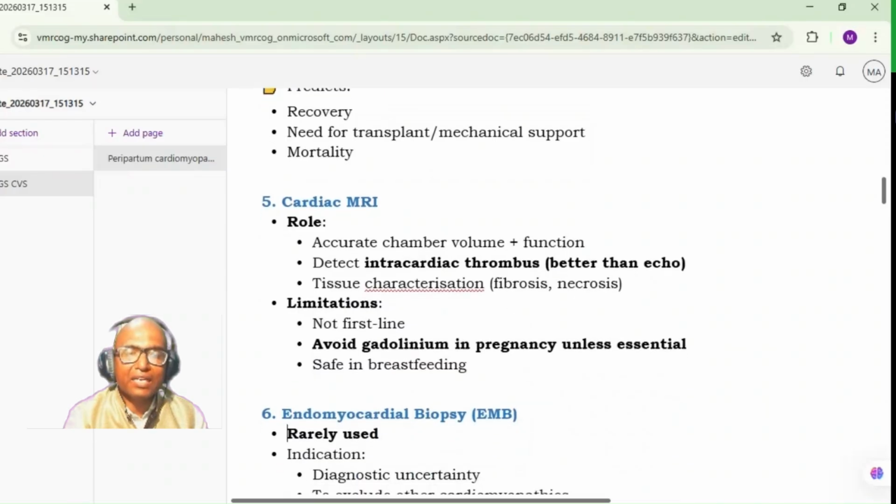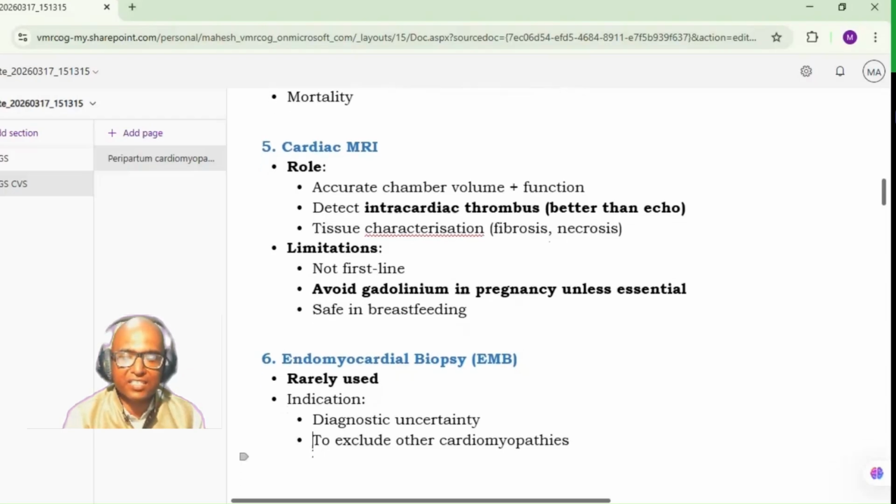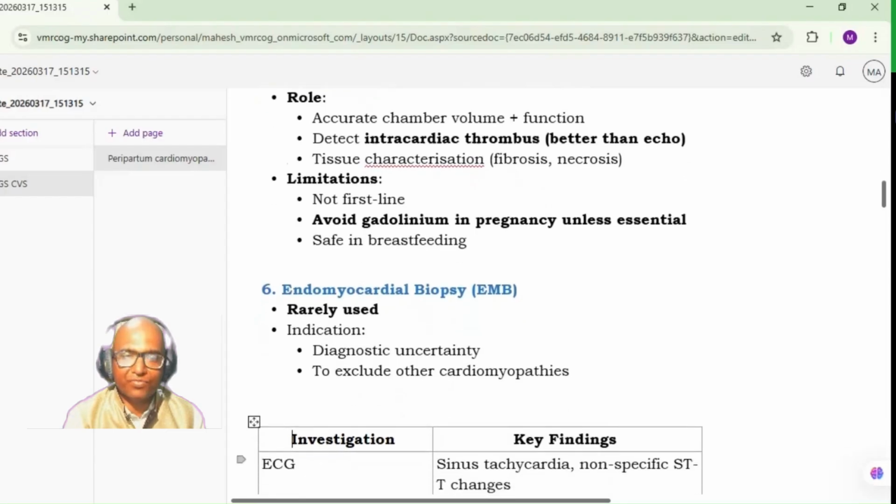Then cardiac MRI, what is the role? Accurate chamber volume and function you can come to know. Detailed intracardiac thrombus better than echo, and tissue characterization such as fibrosis, necrosis is possible with MRI. Limitation, this is not first line, and avoid gadolinium in pregnancy unless it is essential. It is safe in breastfeeding.